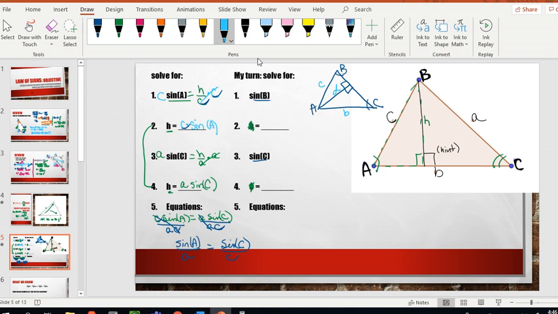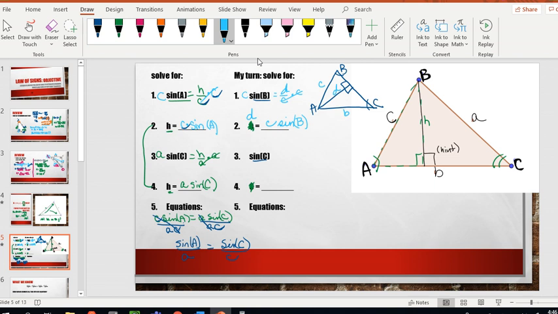So sine of B is opposite over hypotenuse. So that's D over C, and I'm going to multiply by C on both sides. The C is going to cancel. So I have that D is equal to C times sine of B.